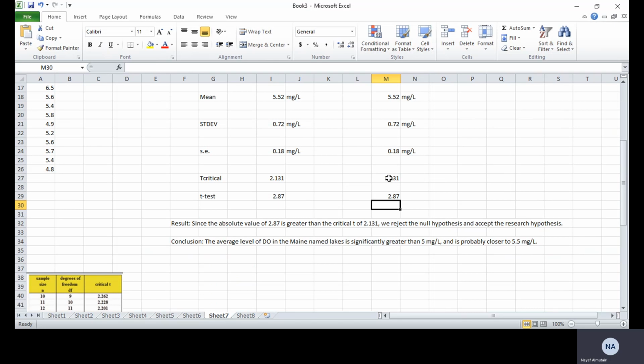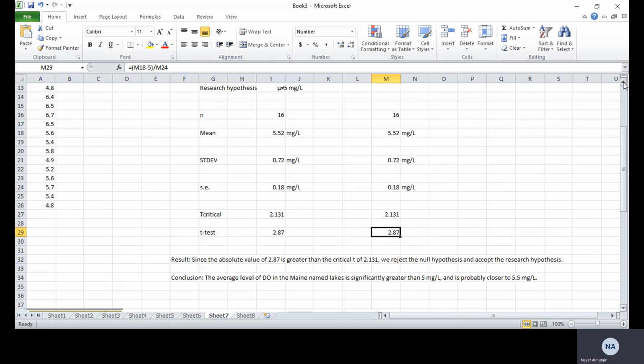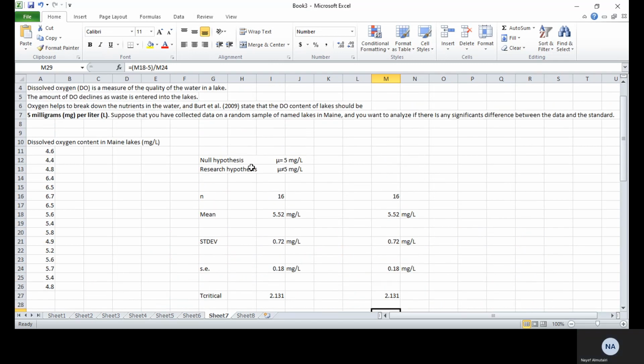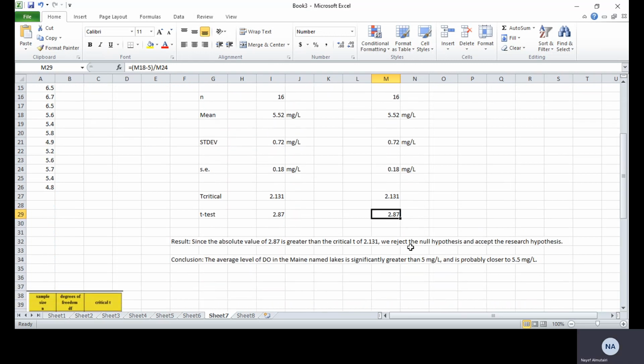Now we have to go and do our results. So the result is like this. Since the absolute value, whether this t-test is negative or positive, you have to make it positive, absolute. Since the absolute value of 2.87 is greater than the critical t value of 2.131, we reject the null hypothesis. So this null hypothesis was rejected. Now we have to accept the research hypothesis. So we reject the null hypothesis and accept the research hypothesis.